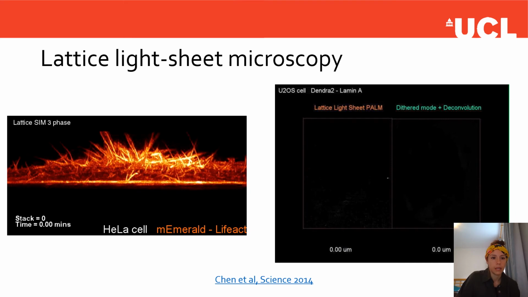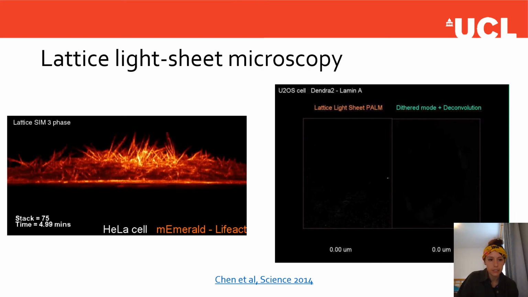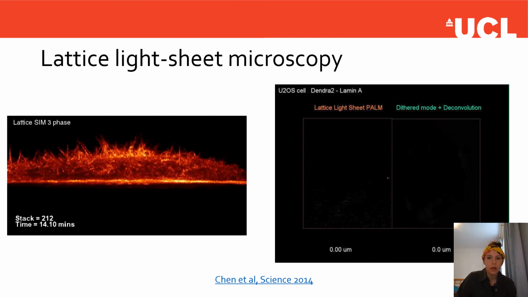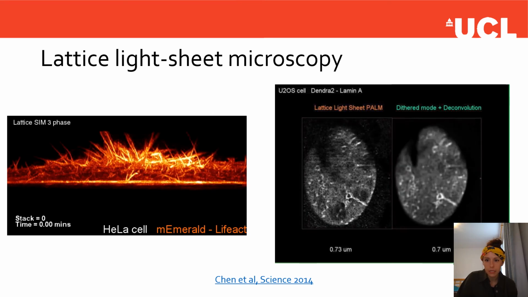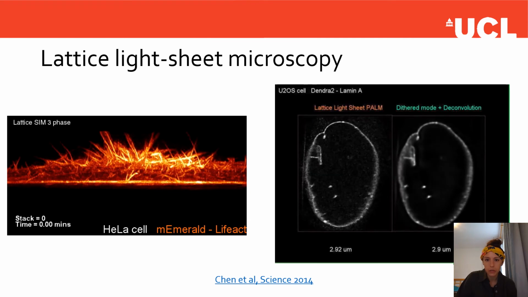This is an example of lattice light sheet SIM. This is for actin in a living HeLa cell. So you can see very high temporal resolution and very nice spatial resolution as well. And here on the right, we're going to see an example of using lattice light sheet microscopy for PALM. So in this case, it's Dendra2, that photoconvertible fluorescent protein we were talking about earlier, the one that goes from green to red, conjugated to lamin A on the nuclear lamina. And you can see building up this really nice high resolution image of the nuclear lamina.